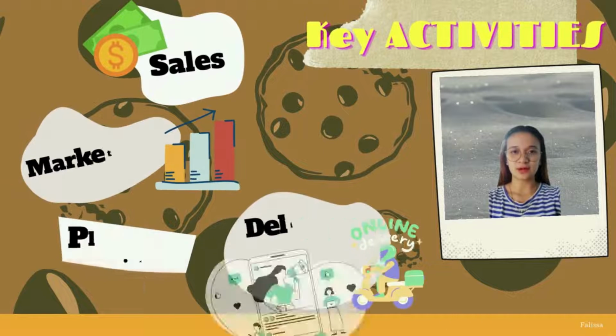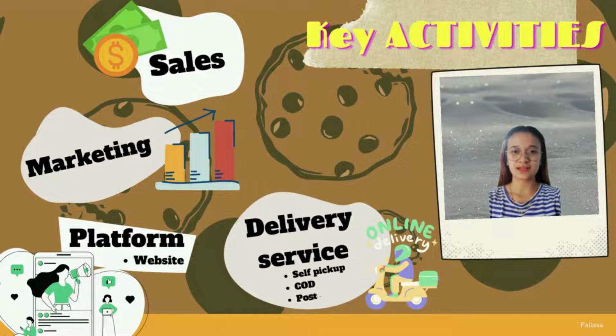My name is Falissa and I'm from Panja. My matric number is 28099. I will continue the presentation with the key activity. Key activity is the most important task the company must carry out in order to fulfill its business purpose, such as reaching customer segments, maintaining customer relationships, and generating revenue.